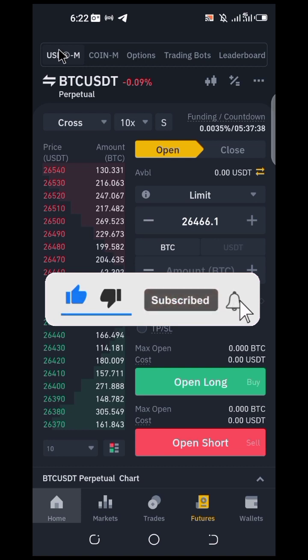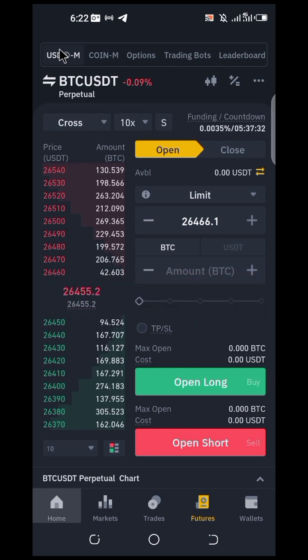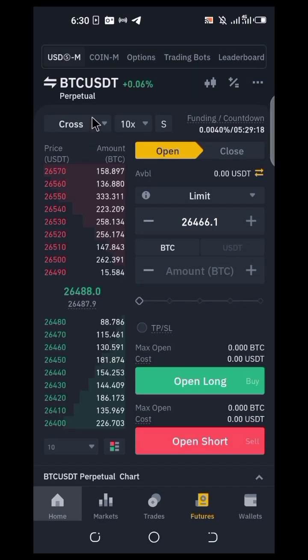So what this also means is that when you are using the US dollar standard margin, you need to have one of the stable coins in your futures wallet before you'll be able to open any position, either long or short. So you need to have BUSD or the USDT in your wallet before you'll be able to open any position using the US dollar standard margin.